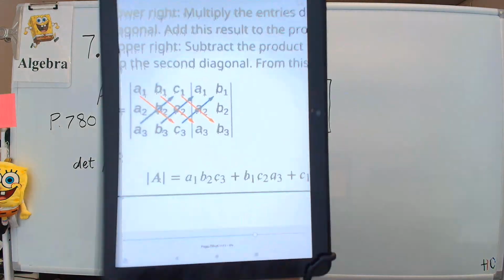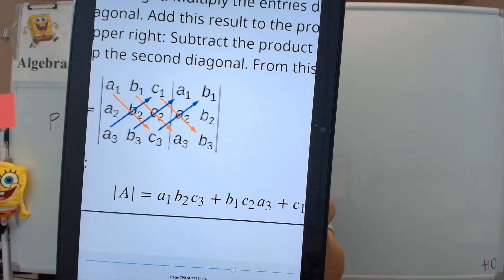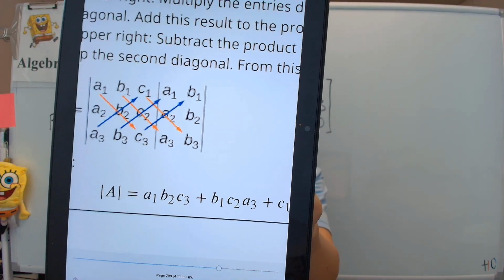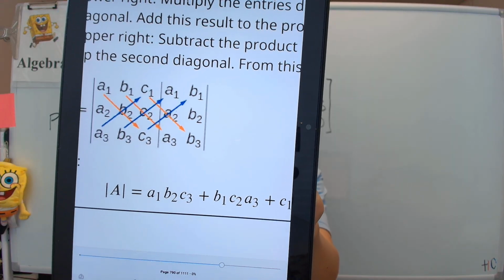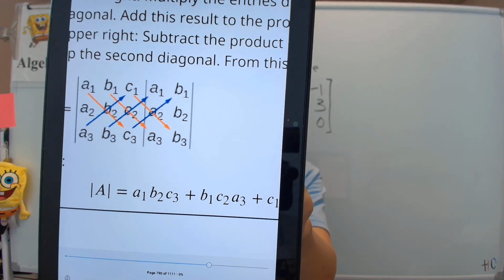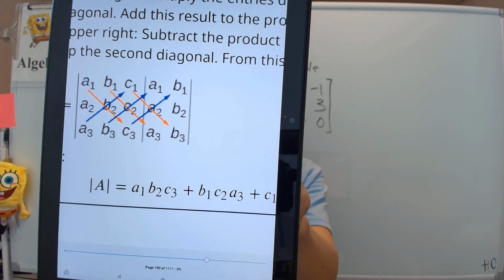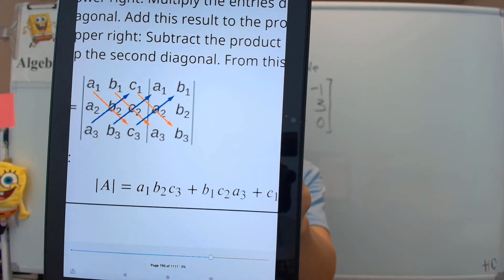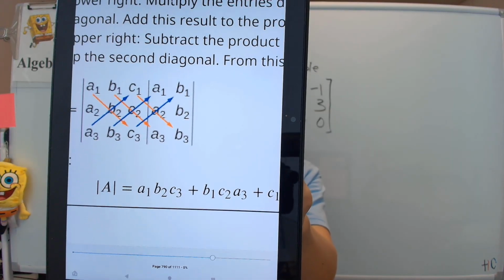You see, it says A1, B2, C3 multiplied together, need to be added to the next pack, which is B1, C2, A3. You need to add those together. And the last thing you need to add is C1, A2, B3. Everything is written in order, right?